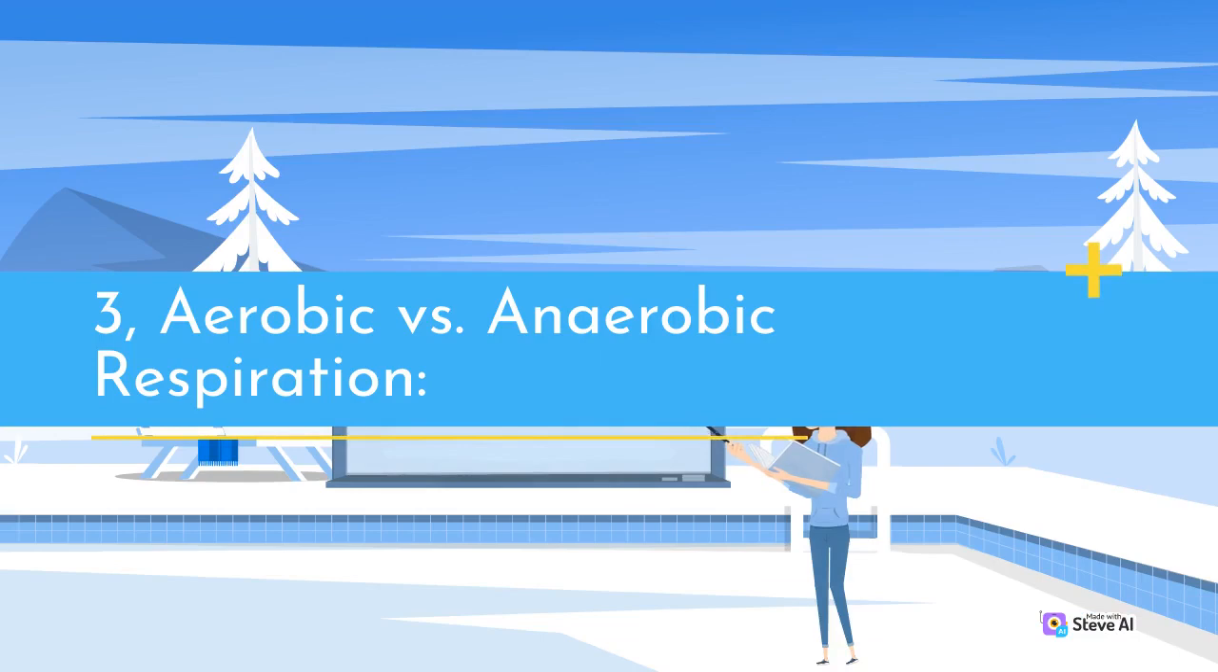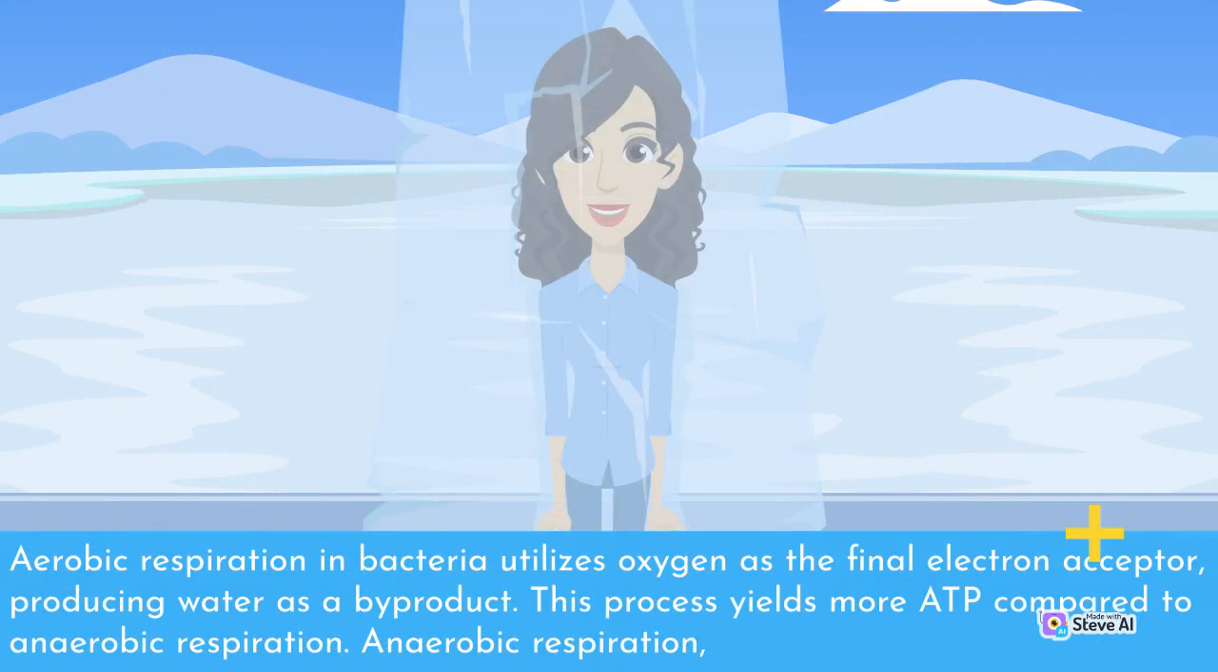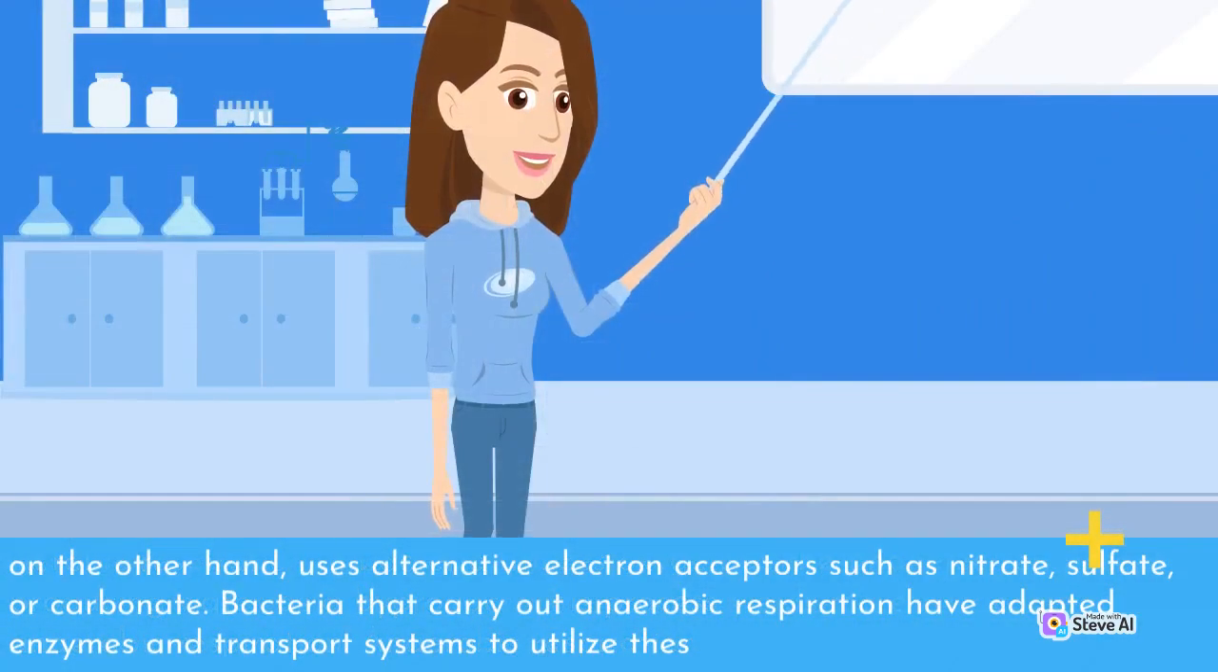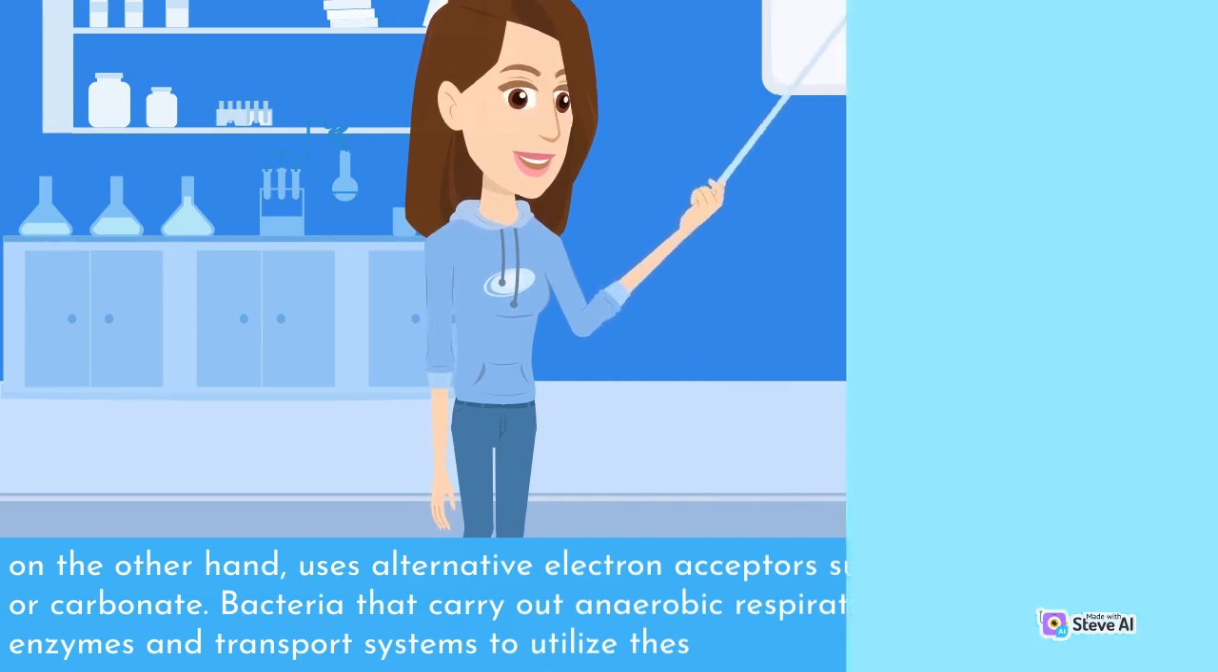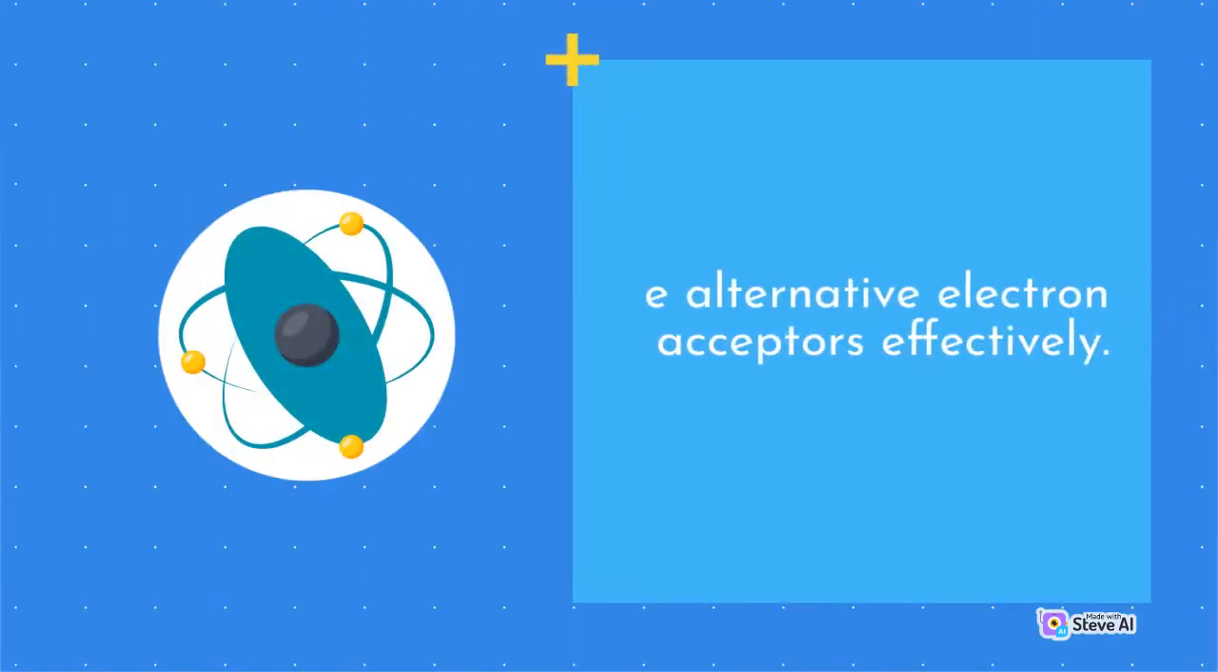3. Aerobic versus anaerobic respiration. Aerobic respiration in bacteria utilizes oxygen as the final electron acceptor, producing water as a byproduct. This process yields more ATP compared to anaerobic respiration. Anaerobic respiration, on the other hand, uses alternative electron acceptors such as nitrate, sulfate, or carbonate. Bacteria that carry out anaerobic respiration have adapted enzymes and transport systems to utilize alternative electron acceptors effectively.